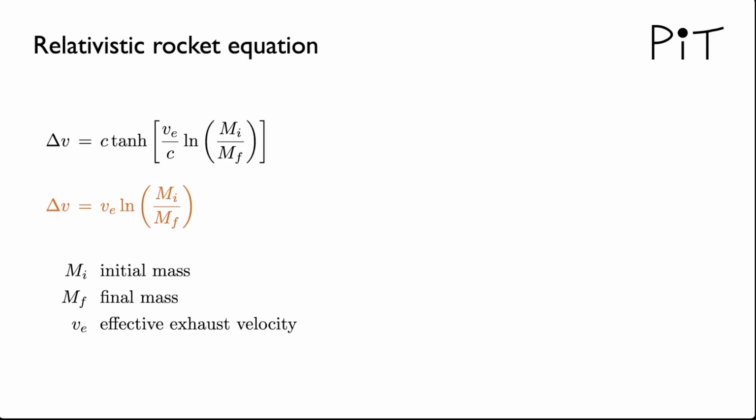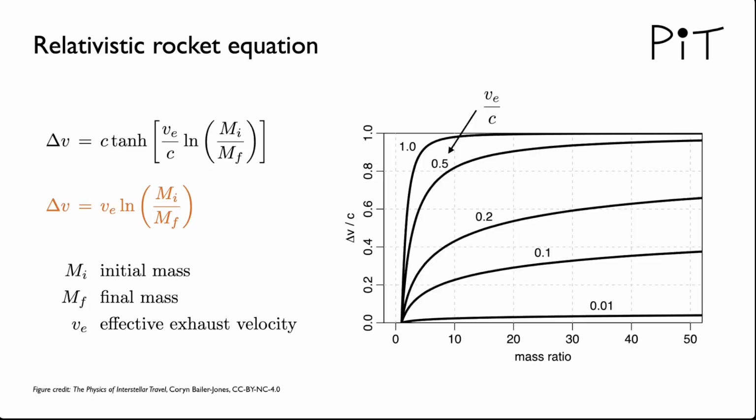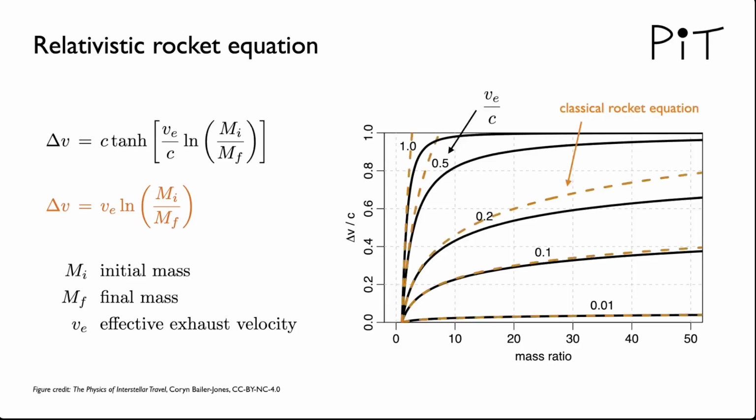But whereas the log function increases without bound in the classical equation, the hyperbolic tangent function, tanh, is limited to be less than 1. We can see this when we plot delta v in units of the speed of light as a function of the mass ratio, shown here for different values of ve. Delta v increases for larger mass ratios and exhaust velocities, but once the rocket gets to very large velocities, further increases are limited. We can compare this to the results of the classical rocket equation, shown here with the dashed orange lines. The predictions are similar at low velocities, but deviate increasingly at high velocities.